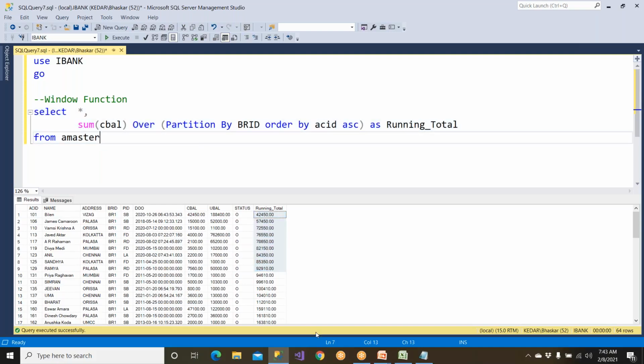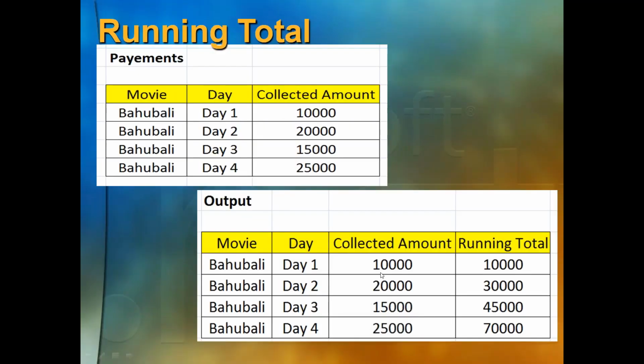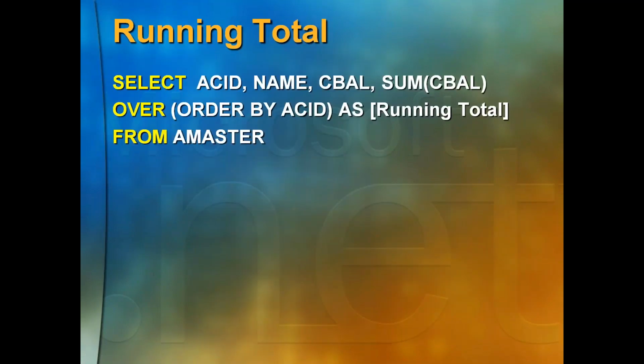Am I clear? So this is also one more interview question. How do you get running total? Running total branch wise, running total movie wise. How do you get it? You can tell them that.